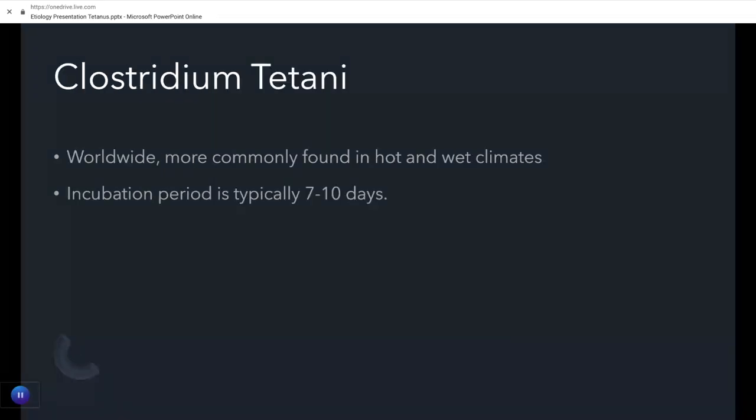Clostridium tetani is found worldwide. It's more commonly found in hot and wet climates. The incubation period is typically 7 to 10 days, can last as long as 30 days.